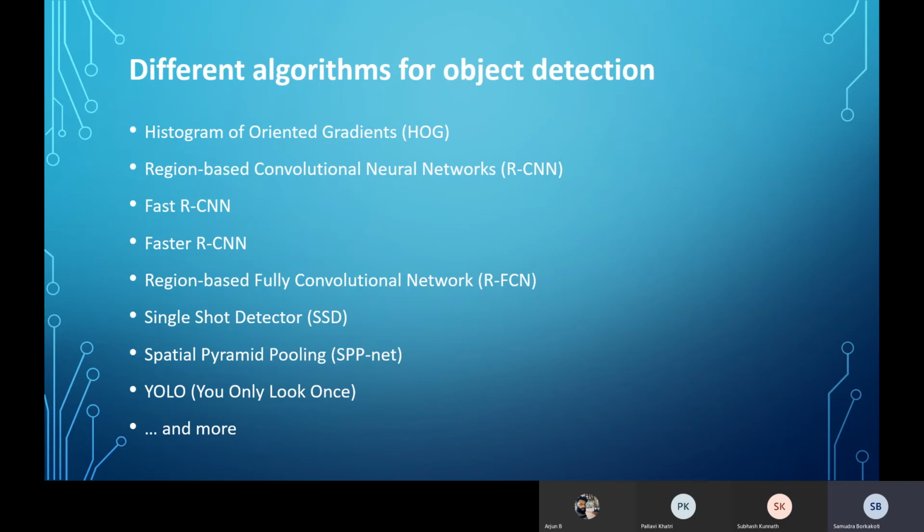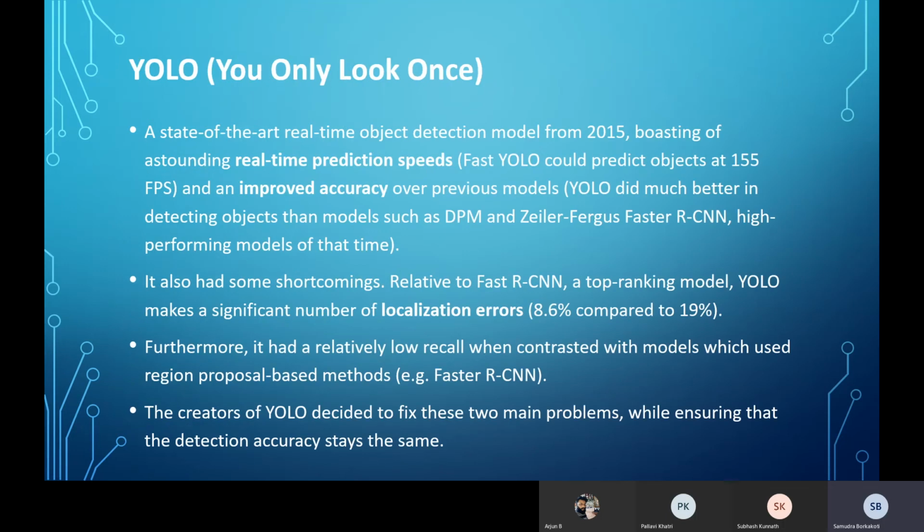So basically we'll be discussing the YOLO algorithm. There's also CenterNet, but I chose YOLO because it sounded better. So YOLO, which I already said stands for You Only Look Once, is kind of new, and it was first launched in 2015. And at that time, it had really good real-time prediction speeds.